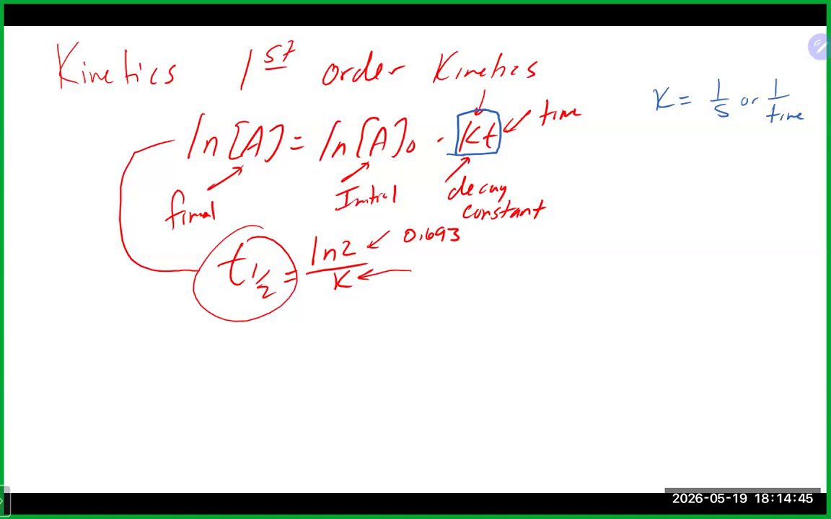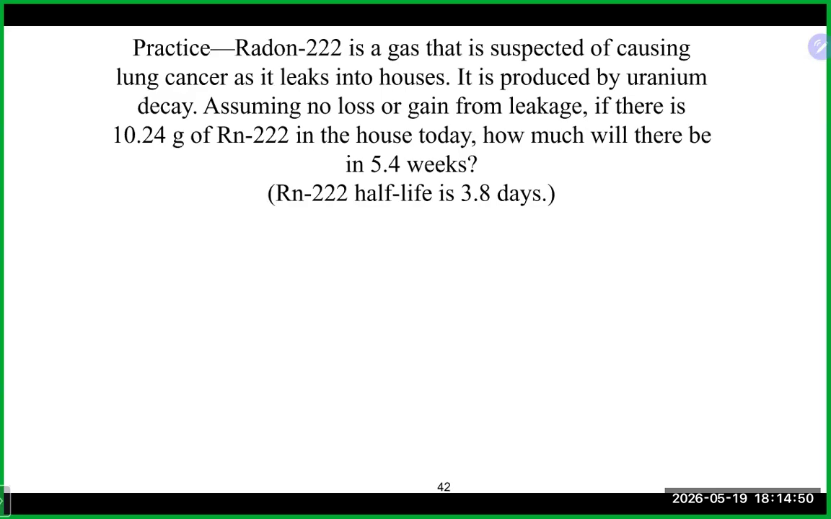Any questions on that? I think we did an example there at the end. So let's take a look at another one here. Radon 222 is released into houses, assuming no loss or gain from leakage. If there's 10.24 grams of it in the house today, how many will be there in 5.4 weeks? The half-life of radon 222 is 3.8 days. So take a moment and see how much should remain after 5.4 weeks.